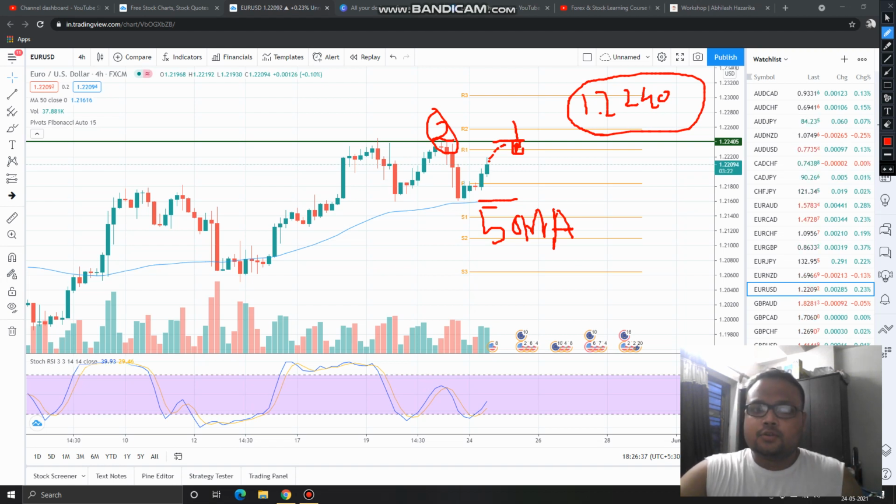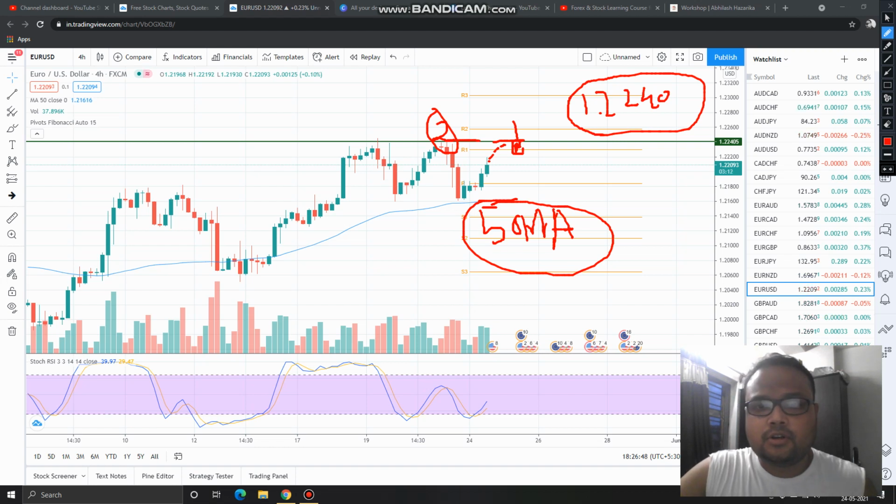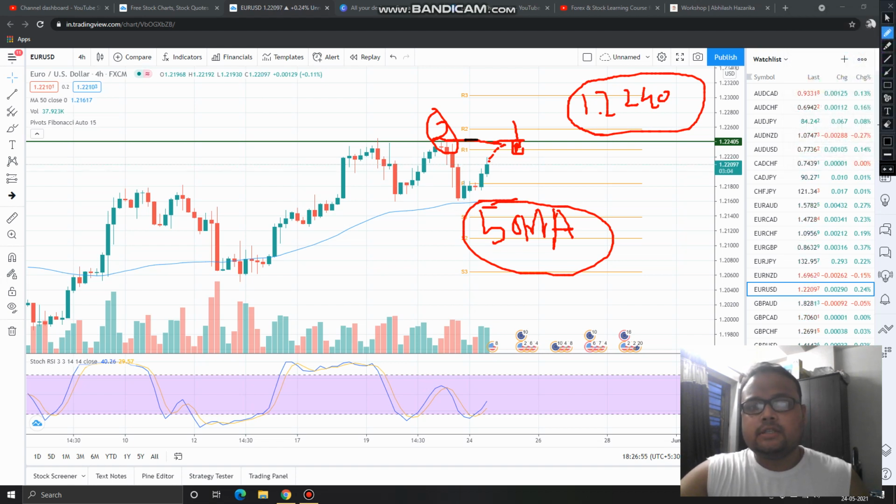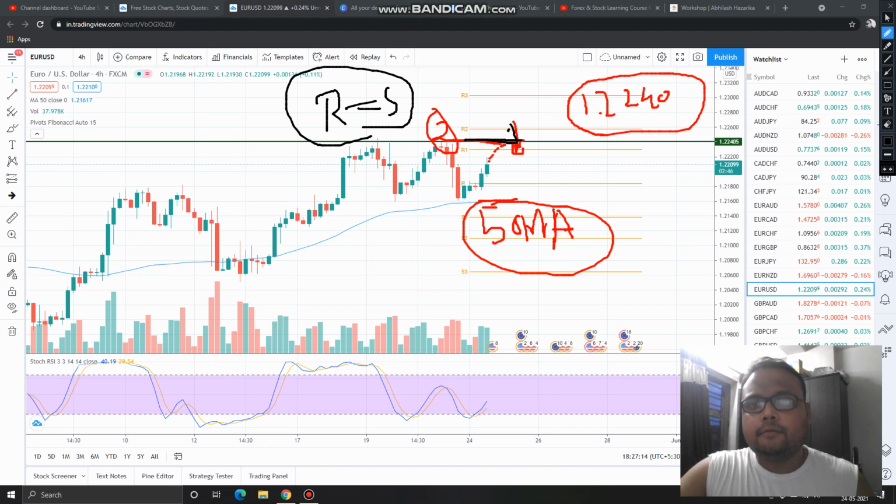So the first trading opportunity is to wait for the market to come down to the 50 moving average and then go for a buy order. Secondly, wait for the market to cross this particular level, 1.2240. When the market crosses this level, wait for 3 to 4 hours, 5 to 6 hours. Just wait, watch and observe the price. If the market is not struggling and has crossed the 1.2240 level beautifully, then you'll get a confirmation that resistance has become the support and you can go for a buy above this level.